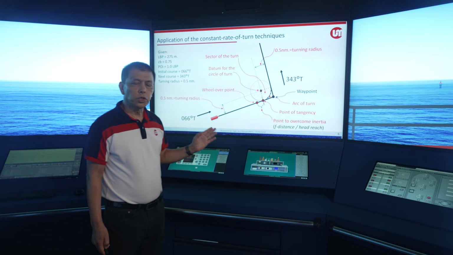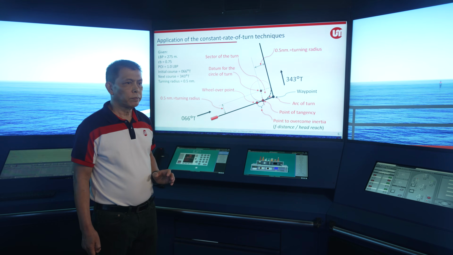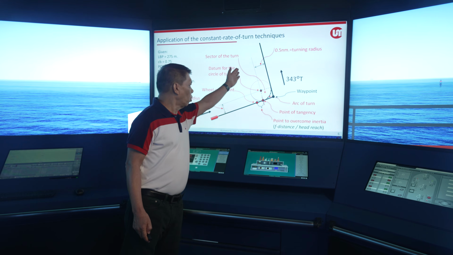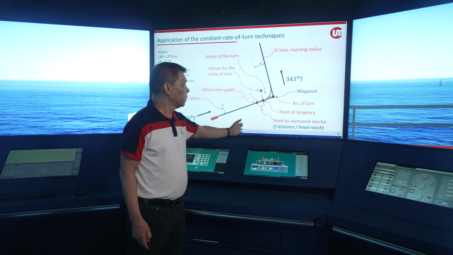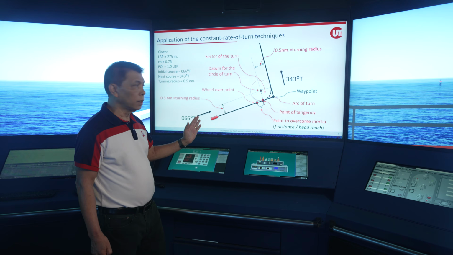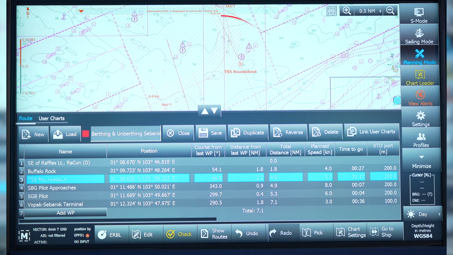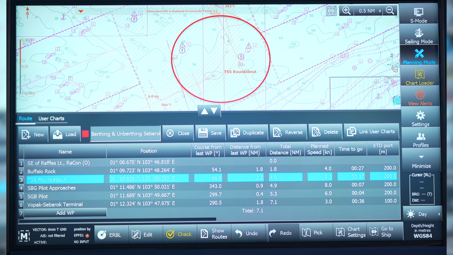Now, we need to find as well the wheel over line. The wheel over line is a line drawn over the wheel over point, and it is always parallel to the next course line. The planned radius of turn for specific waypoints must be set correctly in ECDIS to ensure an appropriate display of the arc of turn.